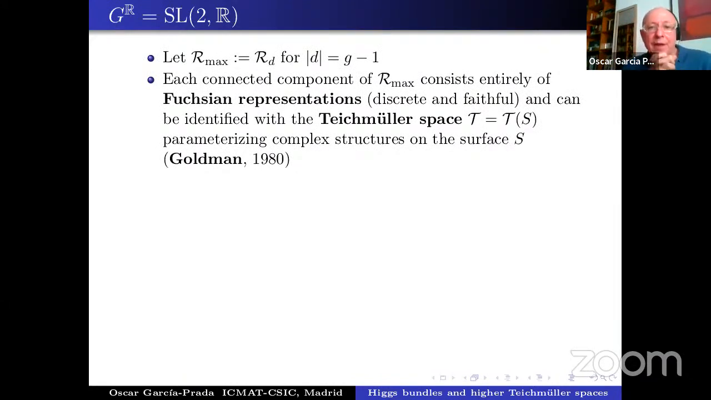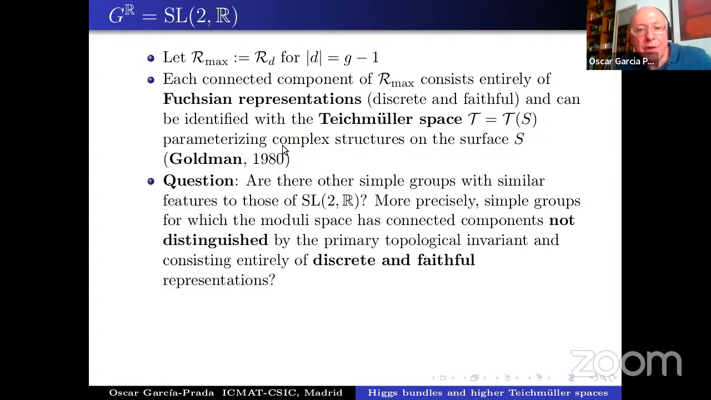is the fact that R max, maximal Euler class, either positive or negative, has 2^(2g) connected components. Each connected component consists entirely of Fuchsian representations. These are discrete and faithful representations. Via the uniformization theorem of Riemann, Poincaré, etc., this can be identified with the Teichmüller space of the surface that parameterizes complex structures on the given surface, which I will assume to be smooth. Yes, so this was observed by Goldman in his thesis, actually, right?